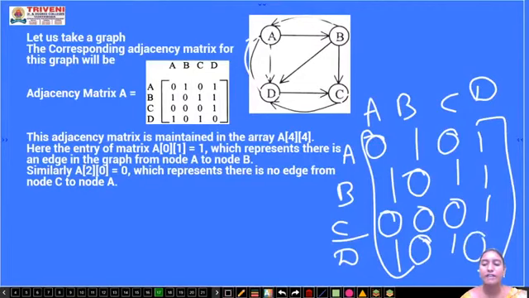That is the adjacency matrix of this graph. And here we can observe this one with the adjacency matrix of A equal to ABCD, and here we can easily identify which link is available from one node to another node.